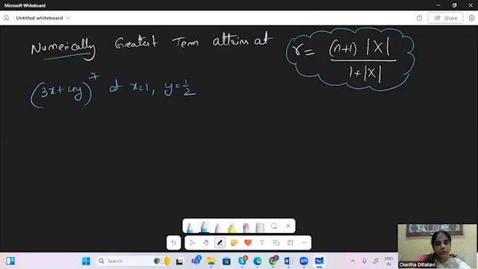Right, coming to the formula for the numerically greatest term: at which position is it attained? Fifth position, sixth position, 10th position? At which position does the given expansion give a numerically greatest term? That is given by r equal to (n plus 1) mod x by (1 plus mod x). Here, observe carefully, I didn't mention a small x. I have mentioned a capital X, right?